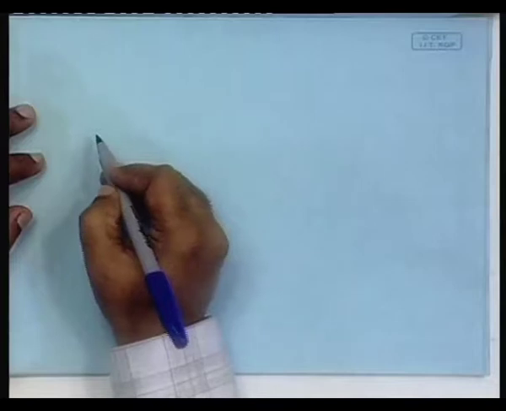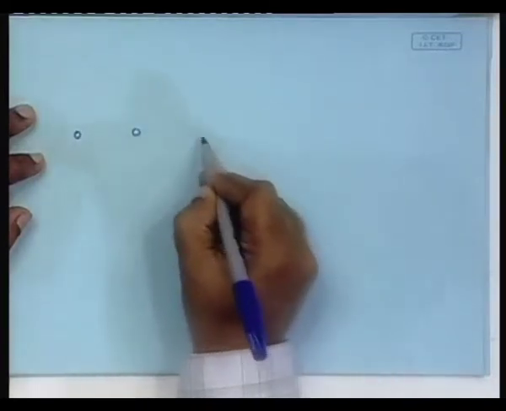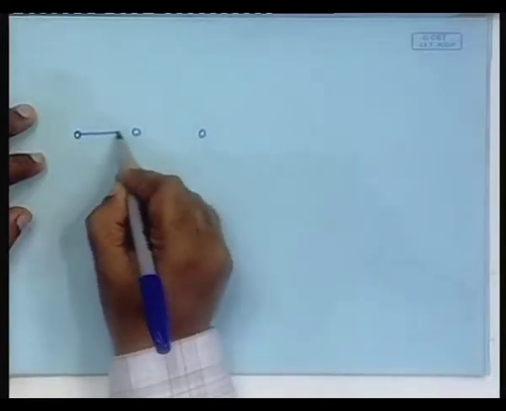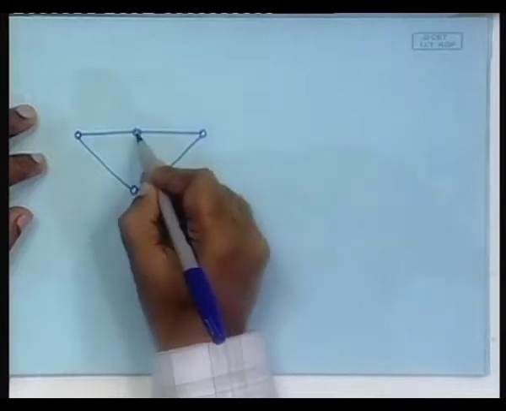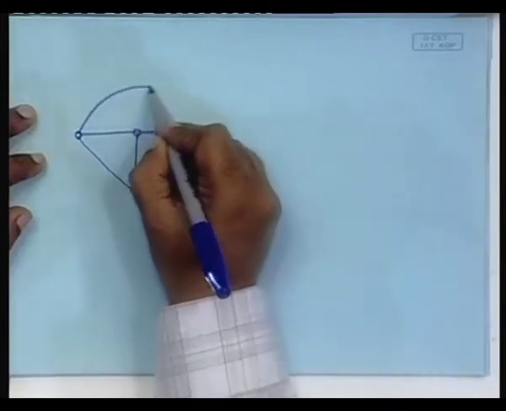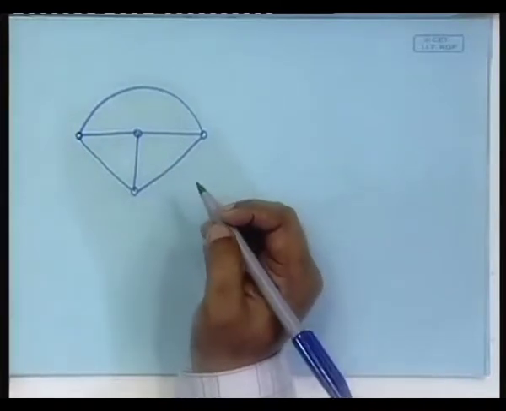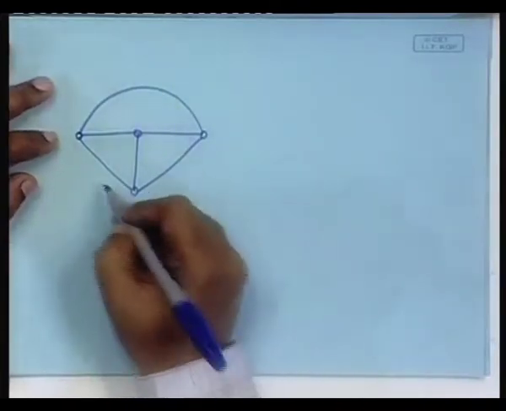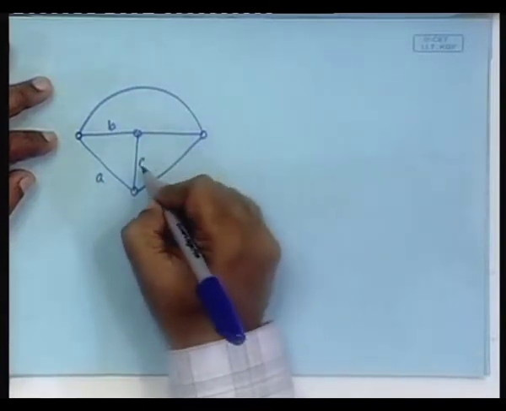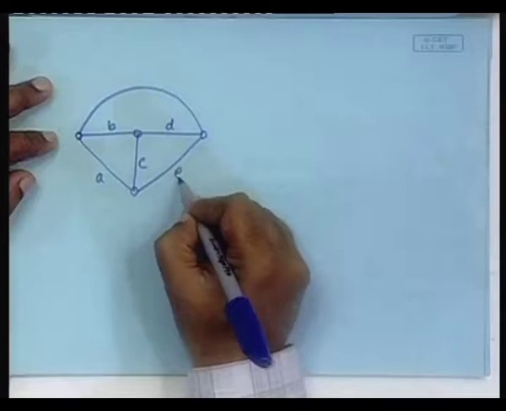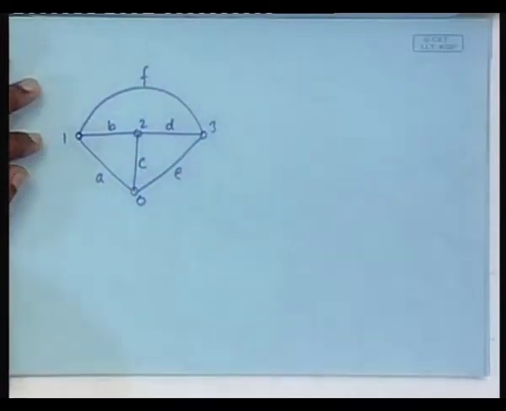So, let us redraw this graph. It was one node here, one node here, one node here, connected to another node here, and a third one. So, that is how my shape was. It was A, B, C, D, E, F, 1, 2, 3, 0.